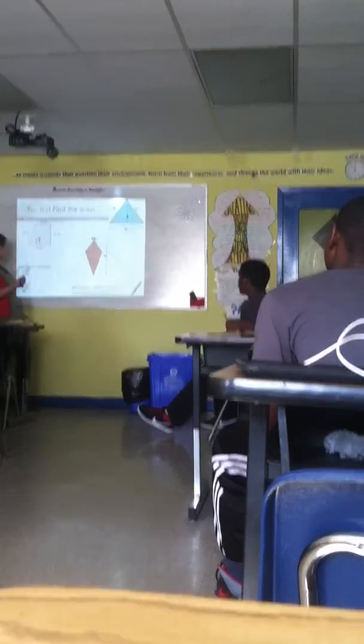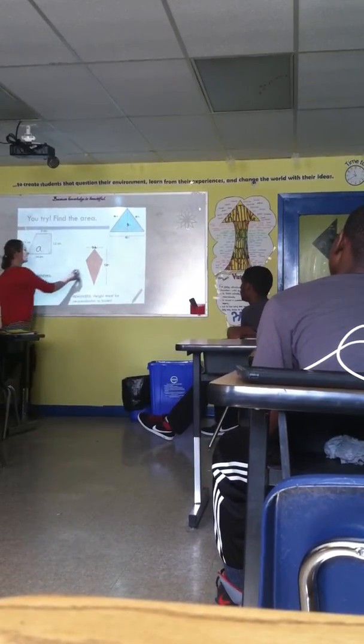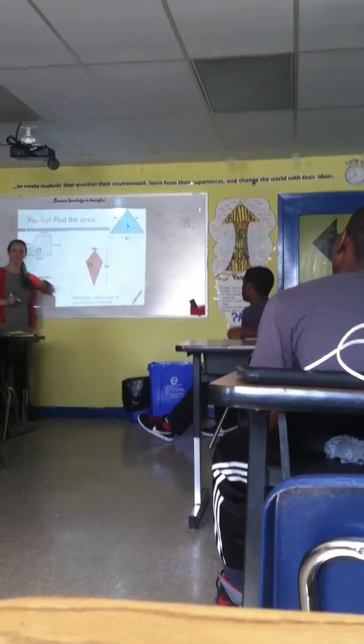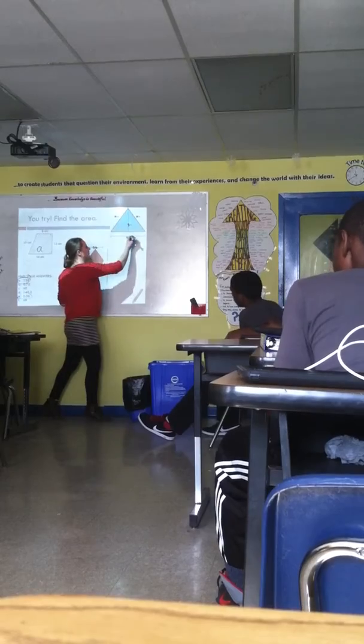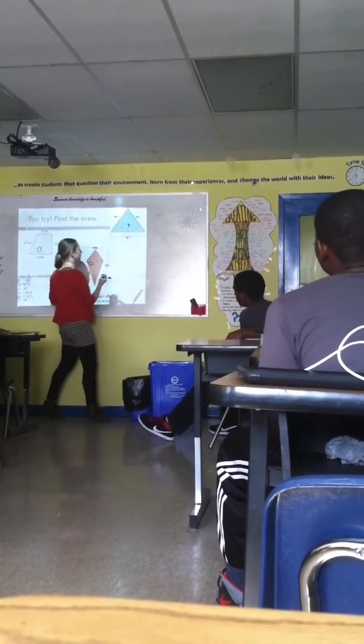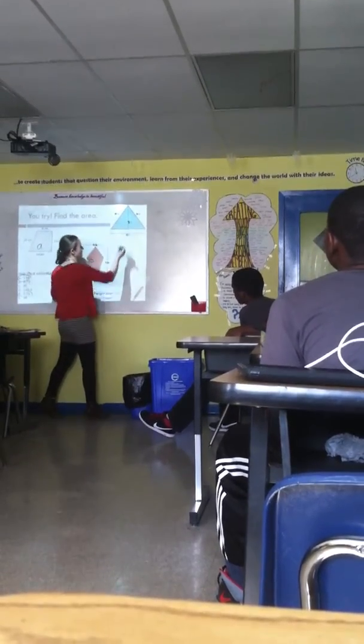0.36. Wonderful. Okay, E, because we do half of the diagonals times each other. And Zach, what's the answer for our triangle? 40. And what's 40? 48.